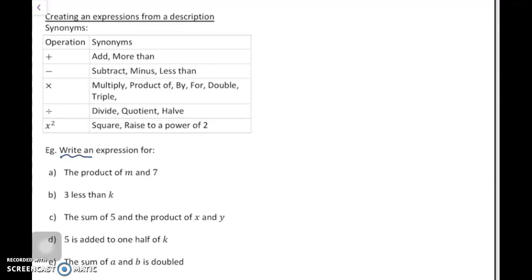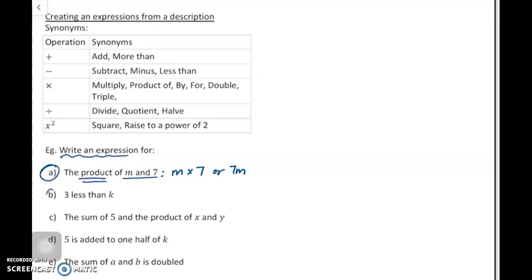We want to write an expression for the product of m and 7. In our table here, the product is referring to multiplication. And so the product of m and 7 is just m times 7. But remember, we can put these numbers and letters together without the times sign, and normally we put the number at the front, and so we would write 7m instead.